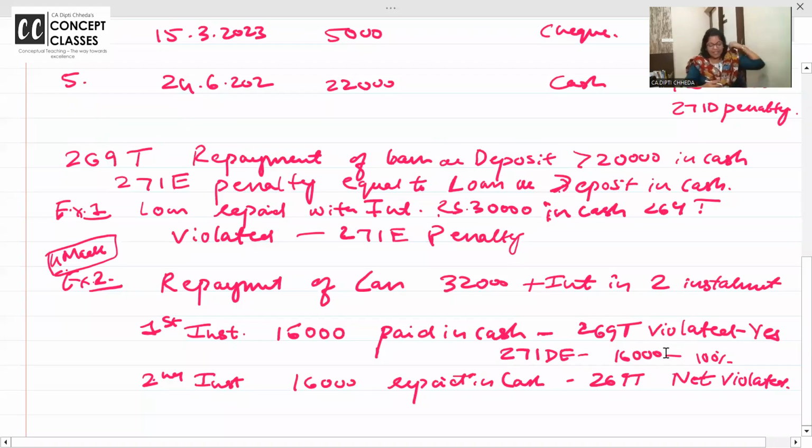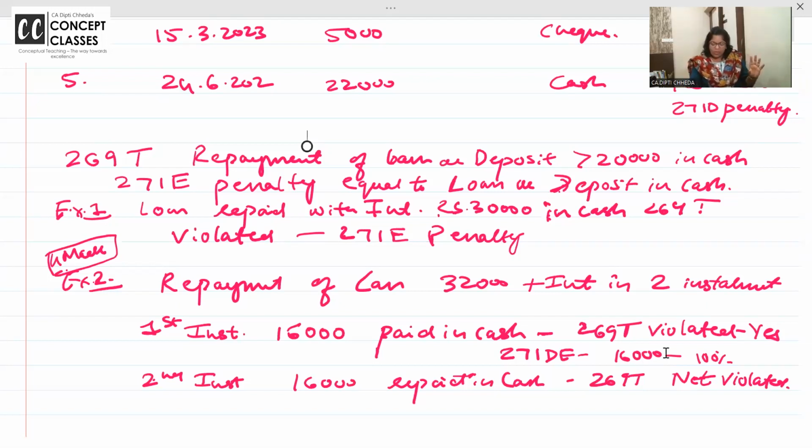No problem, take your time. Even when I read it as a teacher, it took me time. And this first example is too easy. If all 30,000 was given in cash, it is completely violated. In the second, loan amount along with interest is 32. I am repaying only 16 in cash, ma'am, and the balance is also 16. But when I am paying 16, what was the held balance before paying? 32. Is it exceeding 20,000? Yes, it is violated.